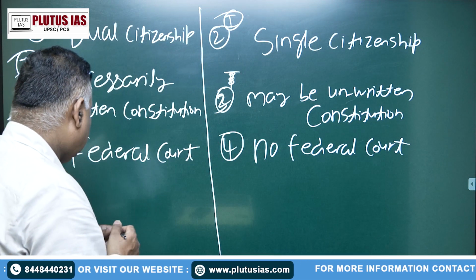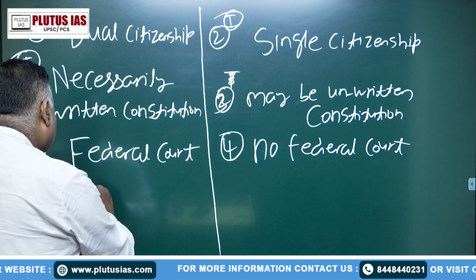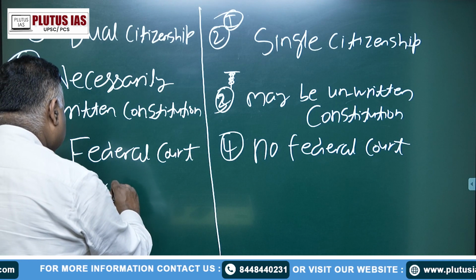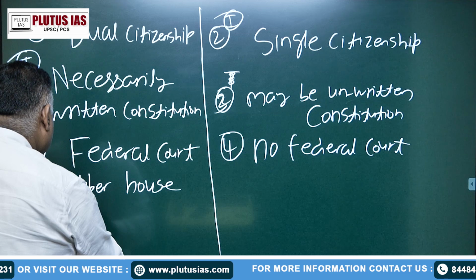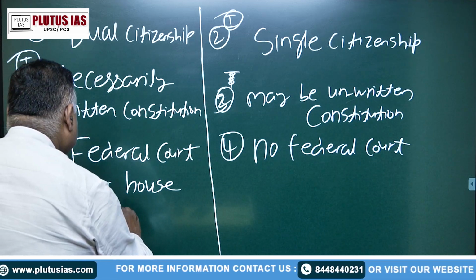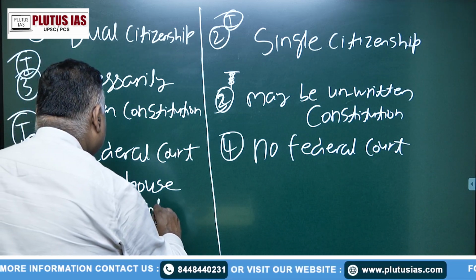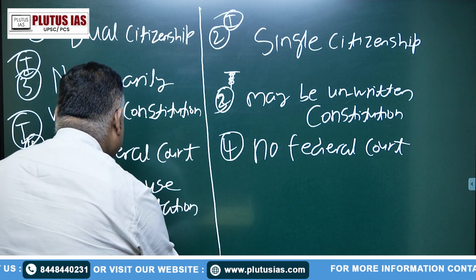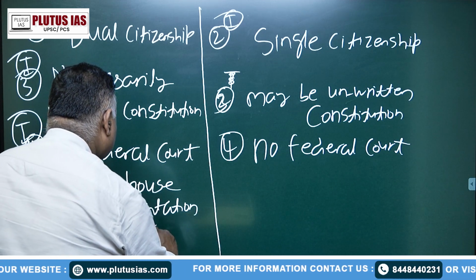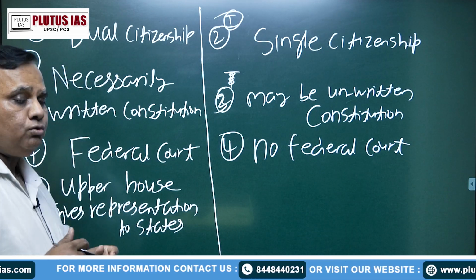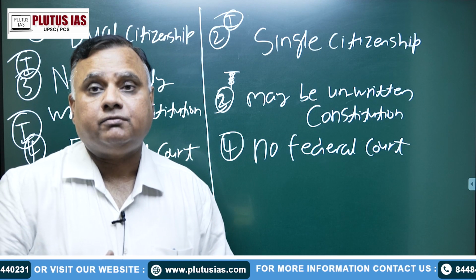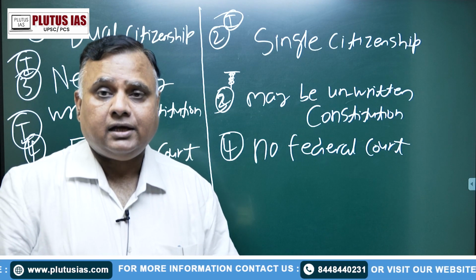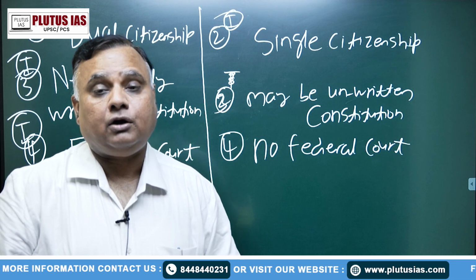So, upper house, necessarily there are two houses. The upper house gives representation to states. America is truly federal. And in America, the Senate, the upper house, the representative of the states, is more powerful than its lower house, that is the House of Representatives.